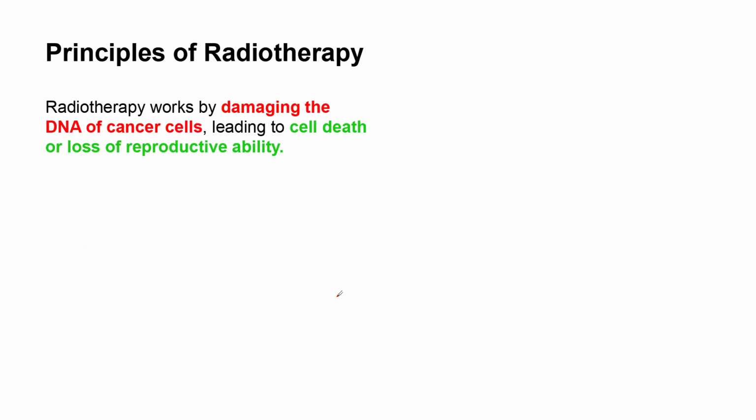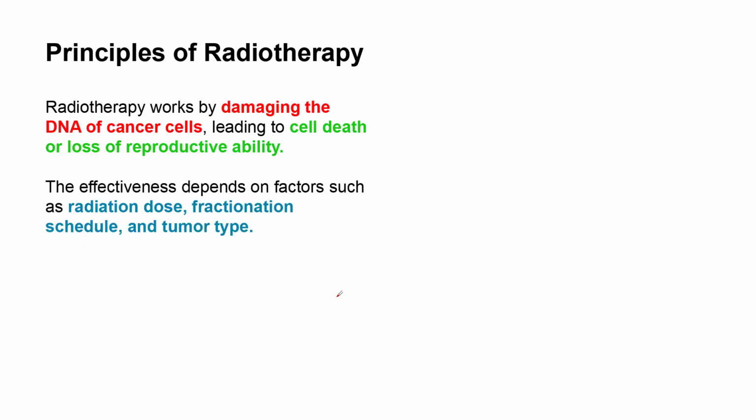So you can do that by killing the cells through cell death, or you can do that by making the cancer cells lose their reproductive ability. Then, of course, the effectiveness of this radiotherapy depends on some factors. Some of these factors include, as you can see, radiation dose, which needs to be considered while trying to manage the cancer. And then also the fractionation schedule is very important, as well as the tumor type.